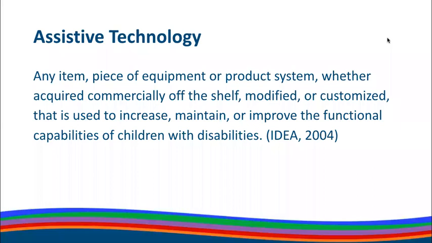Just a quick review, the IDEA definition for assistive technology is any item, piece of equipment, or product system, whether acquired commercially off the shelf, modified, or customized, that is used to increase, maintain, or improve the functional capabilities of children with disabilities. Remember, in part 1, we explored both assistive and accessible technologies. We'll discuss both of these tools during this presentation as we leverage tools to increase access to learning for students with disabilities.